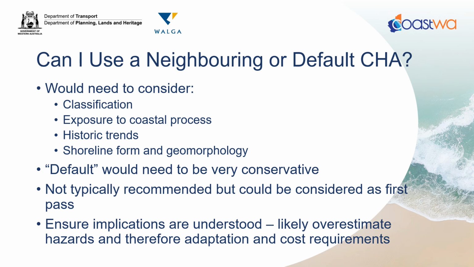A question which also arises a lot is, can you just use a neighbouring or default coastal hazard assessment and use that for an adjacent section of coast? So there may be cases where this is appropriate, but you'd first need to consider, are the classifications of coast similar? Are the exposure to coastal processes and conditions similar? Are historic trends in shoreline movement similar? Do they have similar shoreline forms or geomorphologies? If all these things are the same, there may be a case just to replicate it.